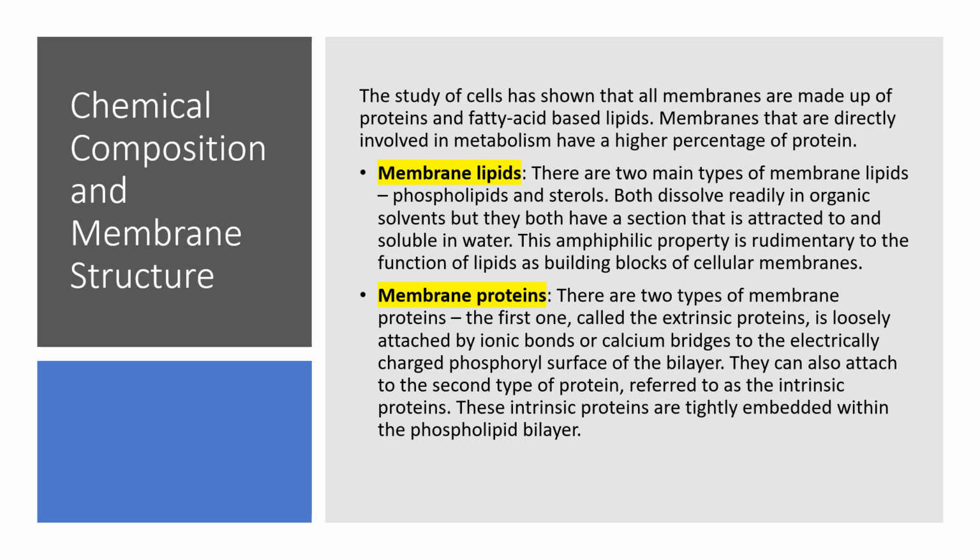There are two types of membrane proteins. The first, called the extrinsic proteins, is loosely attached by ionic bonds or calcium bridges to the electrically charged phosphoryl surface of the bilayer. They can also attach to the second type of protein, referred to as the intrinsic proteins. These intrinsic proteins are tightly embedded within the phospholipid bilayer.